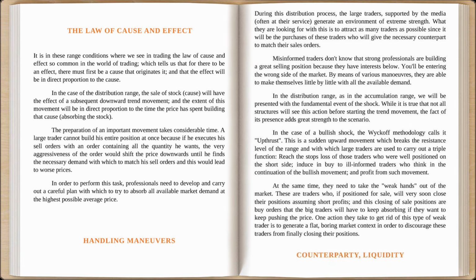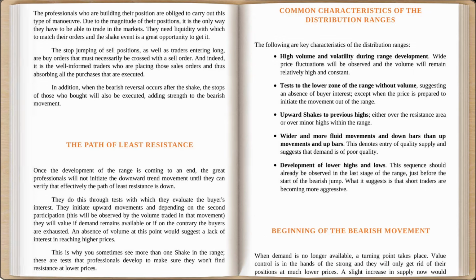One action they take to get rid of this type of weak trader is to generate a flat, boring market context in order to discourage these traders from finally closing their positions. Counterparty liquidity. The professionals who are building their position are obliged to carry out this type of maneuver.